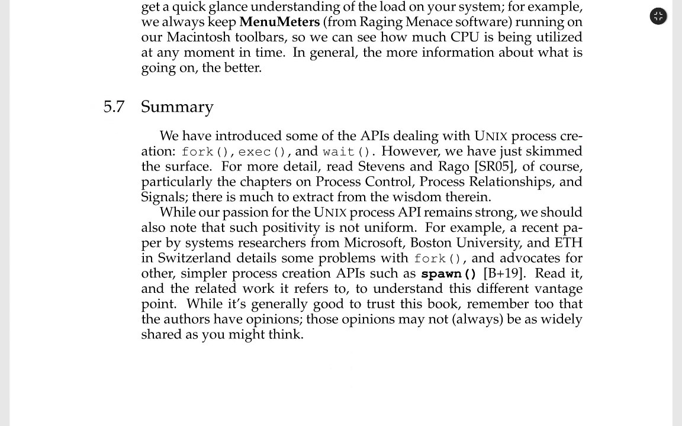5.7 Summary. We have introduced some of the API dealing with Unix process creation: fork, exec, and wait. However, we have just skimmed the interface. For more detail, read Stevens, of course, particularly the chapters on process control, process relationships, and signals. There is much to extract from the wisdom therein.